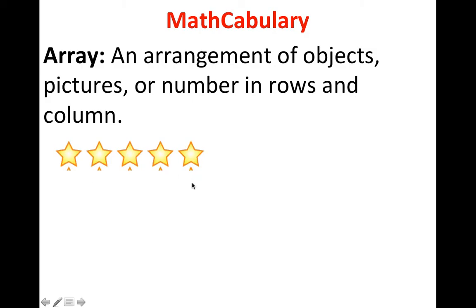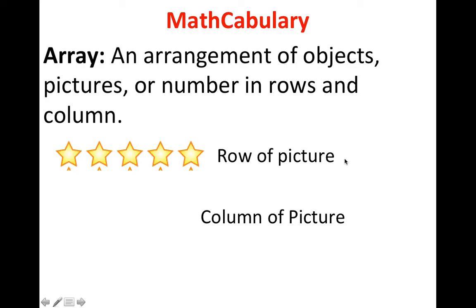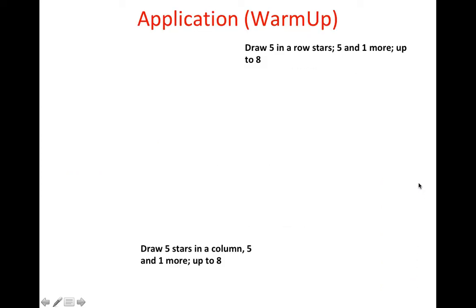So stars can be arranged in different formats. For example, like I have stated earlier, this is called a row. This is a row of pictures. Now what I'm going to show you is a column of pictures. These stars are in one line, but this is also called a column of pictures, and it's also an array of pictures. So this is our application problem.